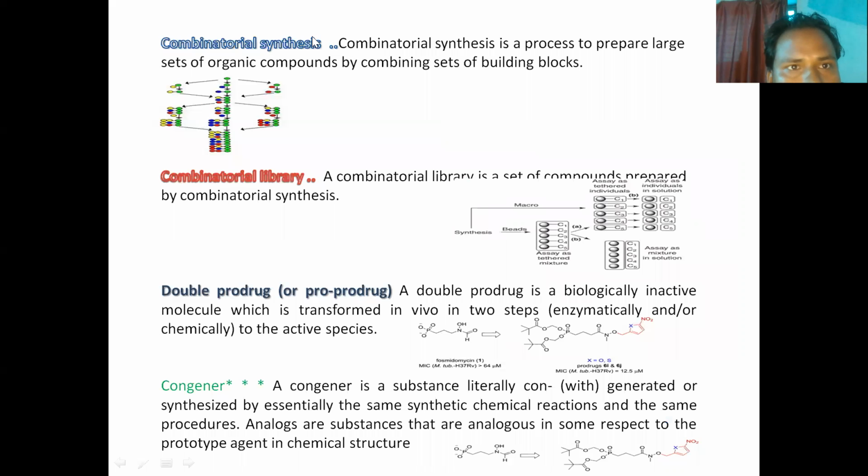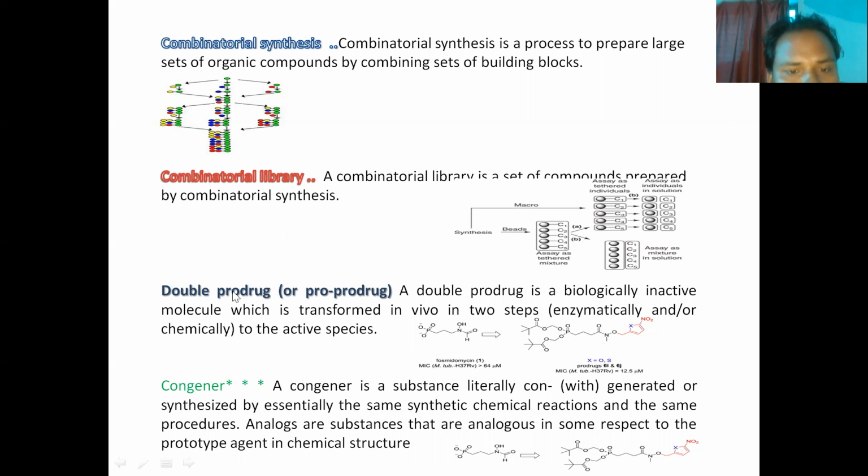Next we'll talk about combinatorial synthesis and the combinatorial library. Combinatorial synthesis is a technique to prepare a large set of organic compounds by combining sets of building blocks. You can see the simple sets of organic compounds combining and giving the building blocks. Next we will talk about the combinatorial library. A combinatorial library is a set of compounds prepared by combinatorial synthesis. So the library is synthesized by combinatorial synthesis, and lots of libraries can be synthesized this way.